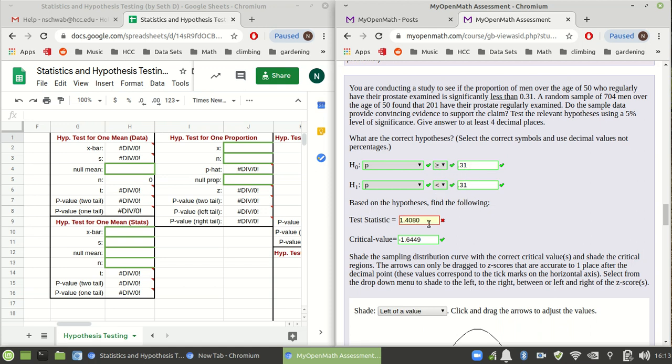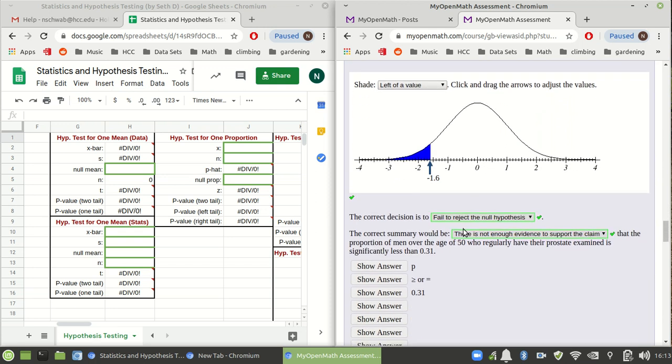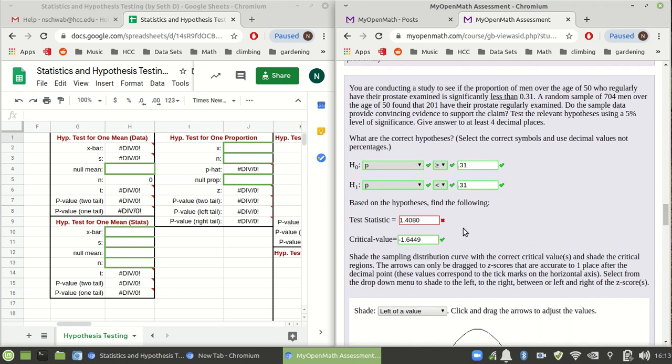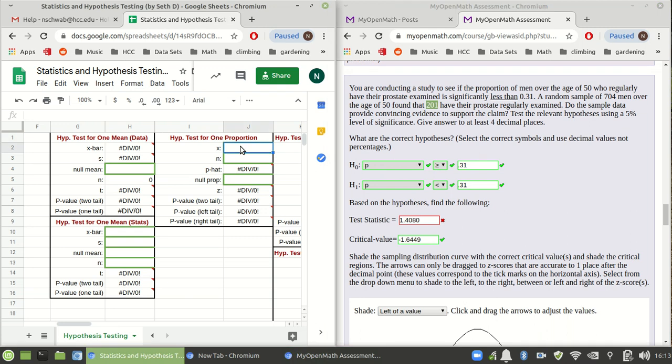Let's go ahead and go on. We want to find the test statistic and the critical value. Along the way, we'll also show you where that p-value comes from, the probability, right? So we're going to use these values here. We have 201 successes, 201 people get examined.